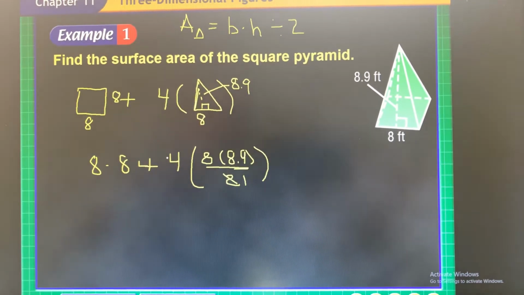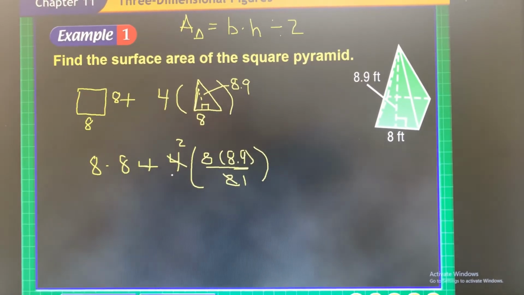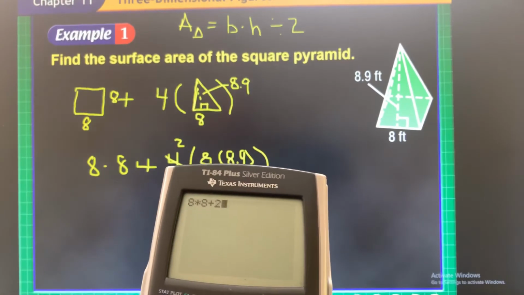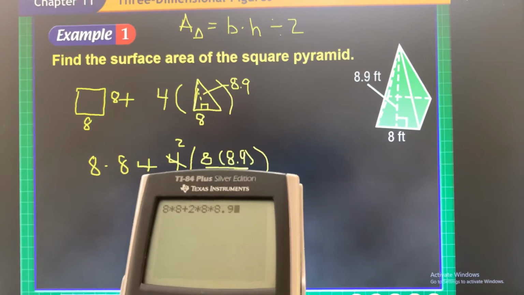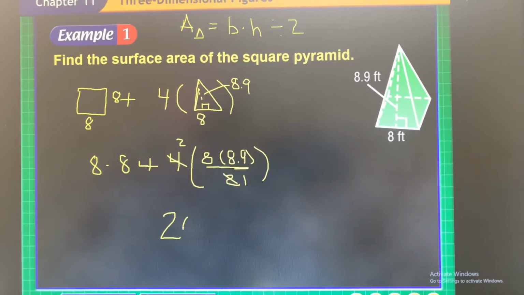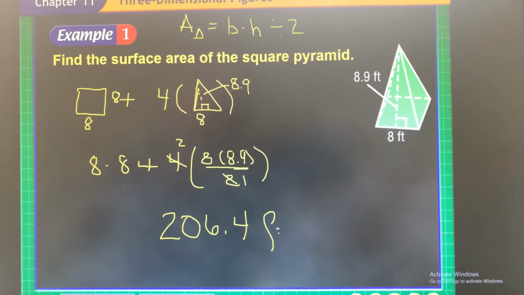This becomes a 1 and this becomes a 2. And then you just plug it into your calculator. So you're going to do, I'm going to show you, 8 times 8 plus 2 times 8 times 8 9/10. 206 4/10 feet squared. Because remember, we're still finding area. We're not doing volume anymore.